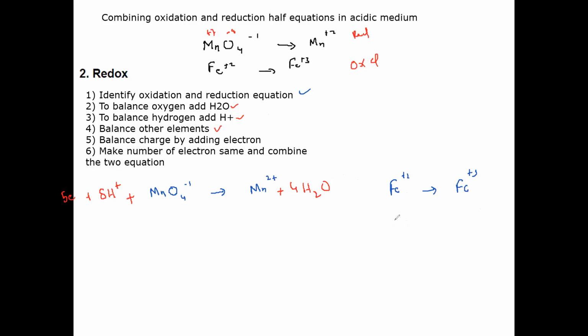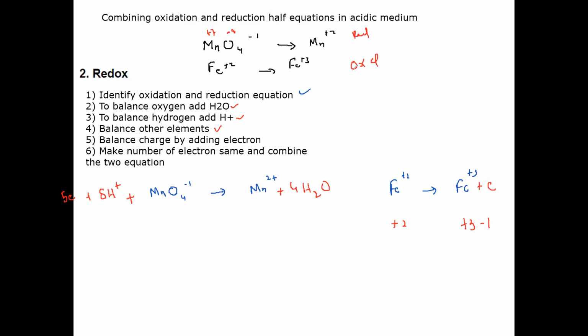Then we have to balance the charge. Here the charge is 2 plus, and the charge is 3 plus. So we always add electron to the side where the charge is bigger, because electron will reduce the charge. So we should add 1 electron. So the charge is also balanced.